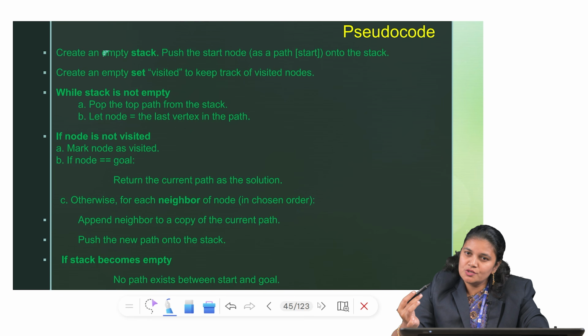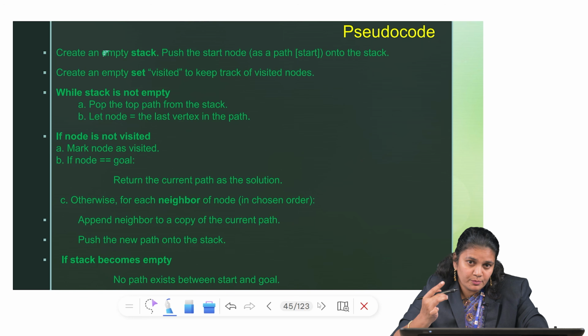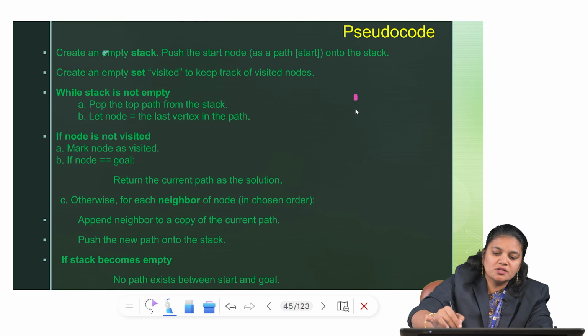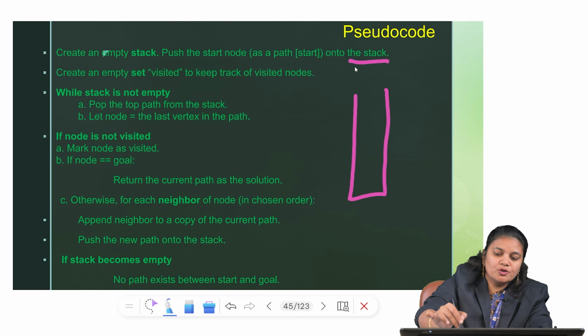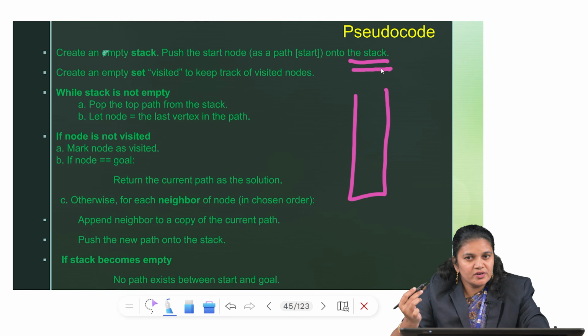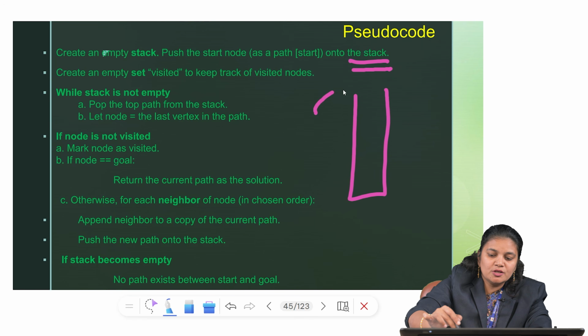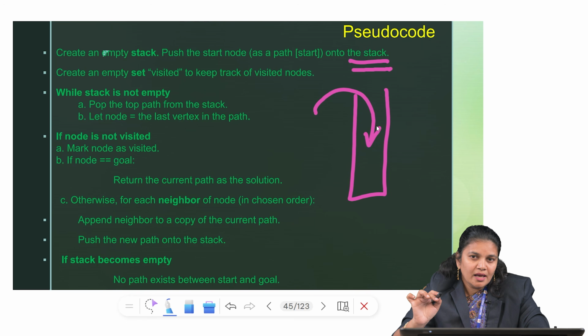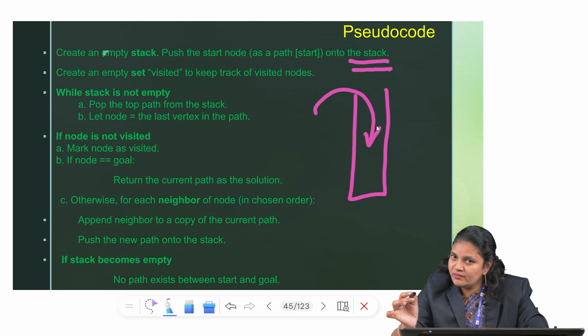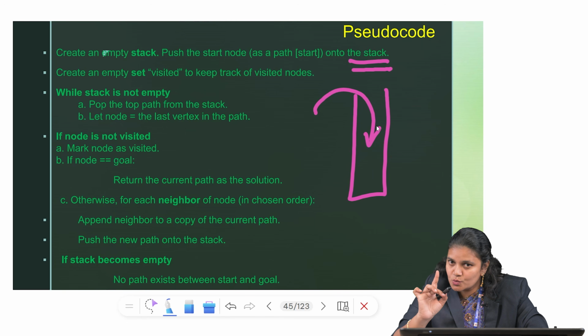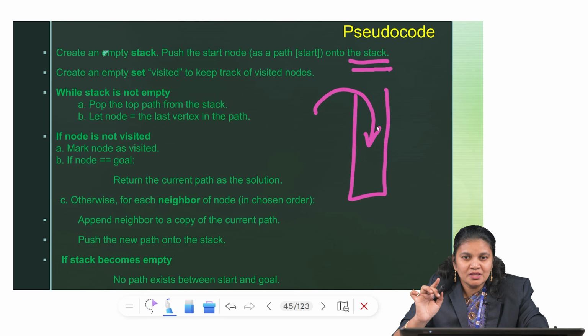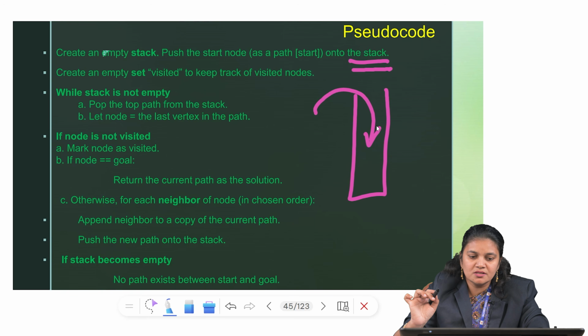Next, let us see the pseudocode of this depth first search. In breadth first search, we have used a queue. In depth first search, we'll be using a stack. The first point will be kept into the stack and immediately the pop operation should happen. So we will take the starting node outside. When we take it, its one child will be put into the stack. That child will be taken out. This is how the depth first search works.